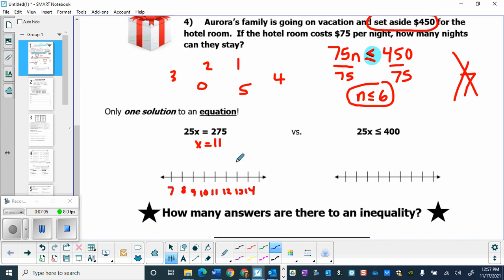So you're in control of building your number line. Right here, since the number I'm dealing with is an 11, I just put that in the middle. And now we're saying that x would have to be 11. That's the answer.